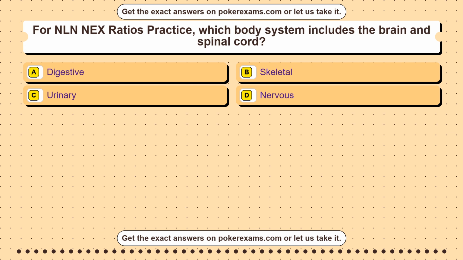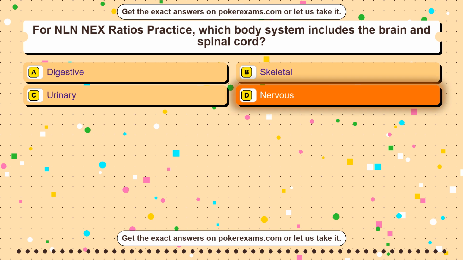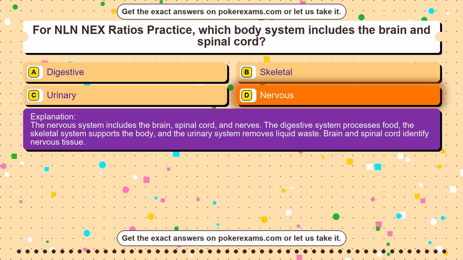Question 2. For NLN NEX Ratios Practice, which body system includes the brain and spinal cord? Option A digestive. Option B skeletal. Option C urinary. Option D nervous. The correct answer is option D, nervous. The nervous system includes the brain, spinal cord, and nerves. The digestive system processes food, the skeletal system supports the body, and the urinary system removes liquid waste. Brain and spinal cord identify nervous tissue.